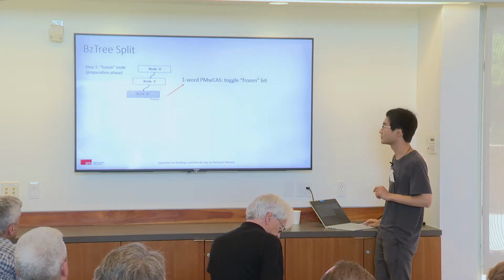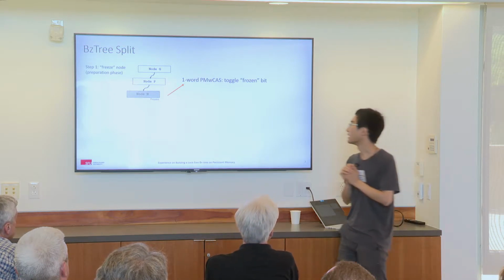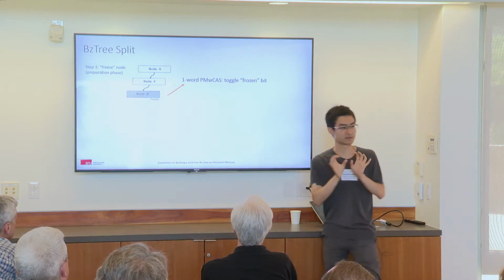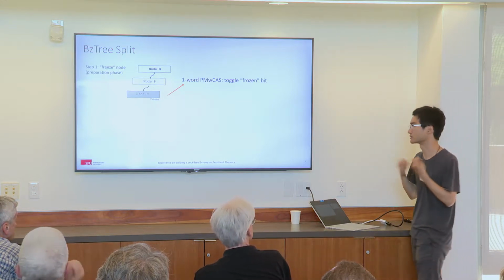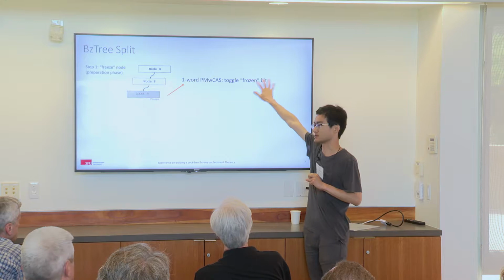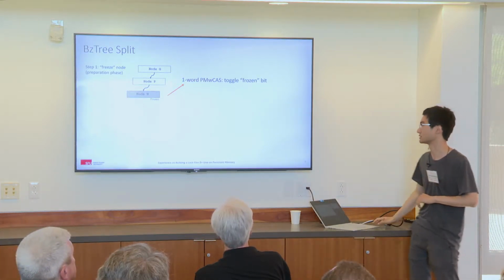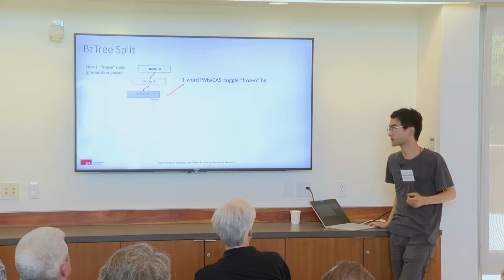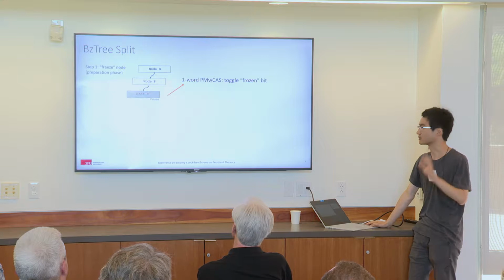So this is done by using a single word PMwCAS. Basically, they have some internal bits that says whether this node is open for new inserts. So all you need to do is just toggle this frozen bit, meaning it's not open for more inserts anymore. Okay. So that's one PMwCAS, simple and straightforward.